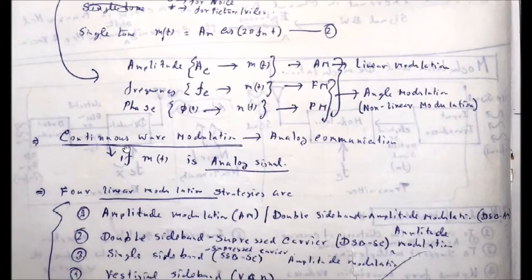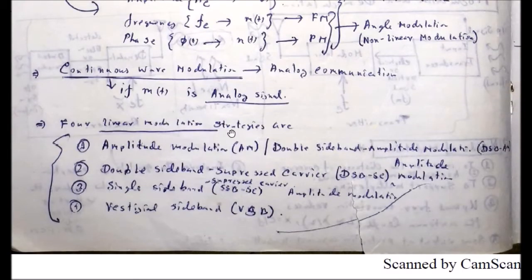Next thing is that these modulations are all the continuous wave modulations or the analog modulations, because we are considering m(t), your message signal, as an analog signal. That's why these are called the continuous wave or analog modulation techniques. Now, what are the types of the linear modulation or the amplitude modulation? Generally, amplitude modulation is also known as the double sideband amplitude modulation. In abbreviation, it can be regarded as DSB-AM.